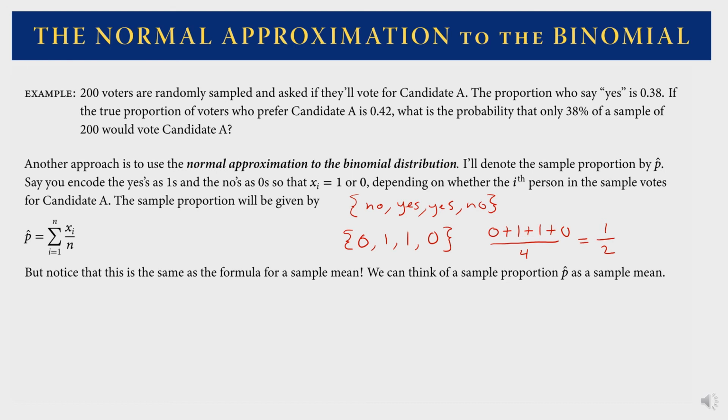The sum of all the values in the data is the count of successes. Divide that by the sample size and you have a sample mean. Because a sample proportion is a sample mean, it has the same properties as a sample mean. Namely, it's governed by the central limit theorem, which says that as n gets big, the sample proportion will have a normal distribution.